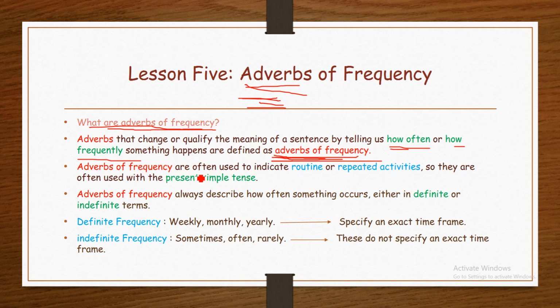Adverbs of frequency are often used to indicate routine. For example, I get up early every day. This is a routine, or a repeated activity. For example, I call my mom every day. This is a repeated activity. And routine and repeated activities are in the present simple tense. They are repeated, they are routine. It means they are in present simple tense.